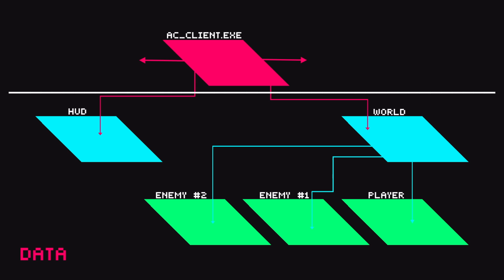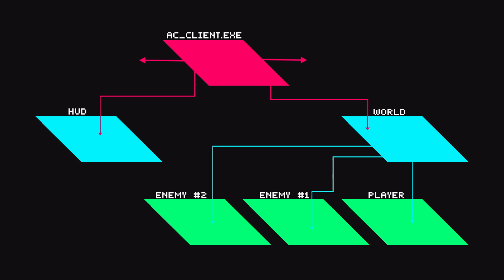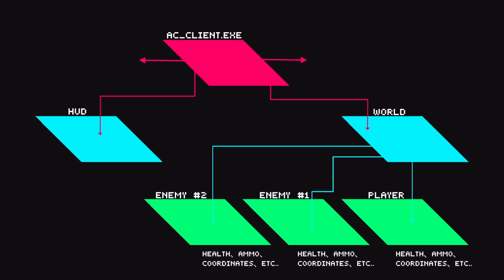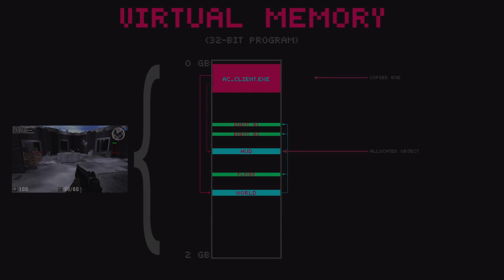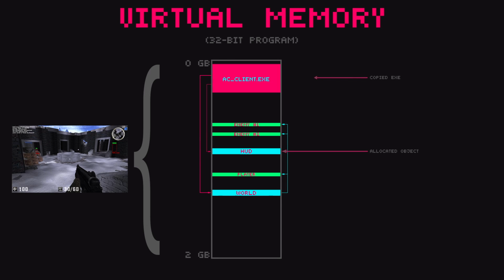In the exe file itself, it's a mix of game code and data. For instance, in the player object, we can find details about health, ammo, coordinates and so on. The enemy's object is similar, but with different values. So this is what the previous tree would look like in a memory block.